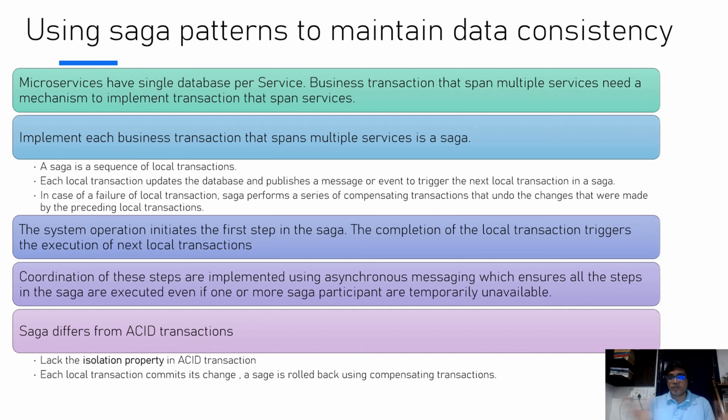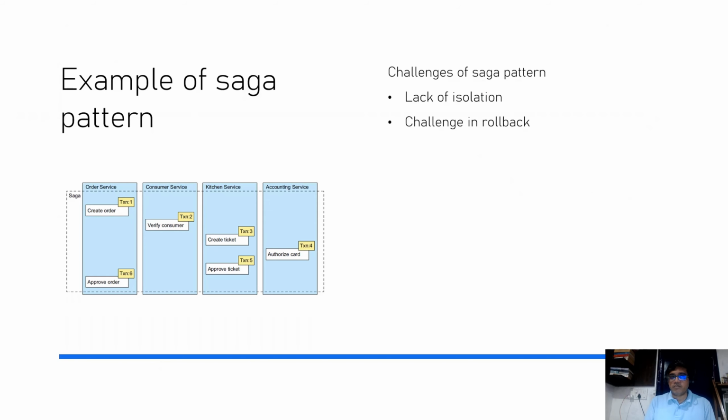So typically, when you're talking to multiple services, there is a chance that one or two services may not be available, so the coordination really has to handle that. A Saga differs from an ACID transaction: it lacks the isolation property. We'll talk in a minute about how to deal with isolation. Each local transaction commits its changes, and a Saga is rolled back using compensating transactions. This is an example of a Saga pattern where you can see the order service, the consumer service, the kitchen service, and the accounting service. There's a series of steps which have to be performed. The challenges of the Saga pattern are typically the lack of isolation and the challenge of rollback.